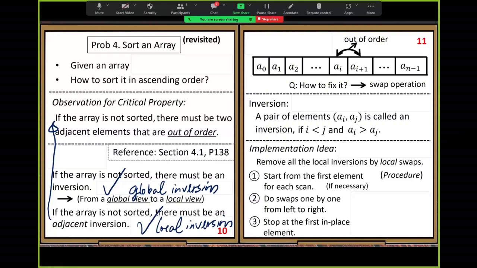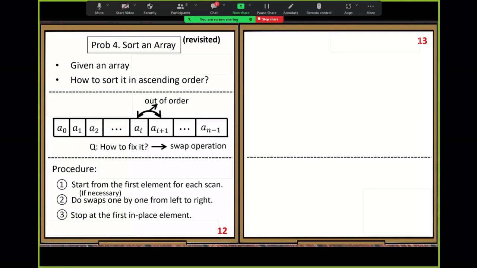So we can reduce the problem size. Each scan, we process a subarray with smaller size. At least we reduce the size by one. And finally, we put all elements in place, so we are done. Because this process looks like a bubble moving, people call it bubble sort.